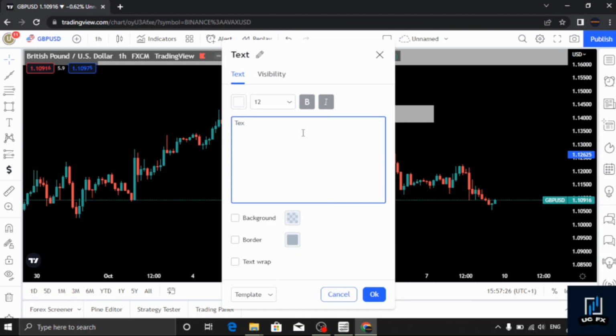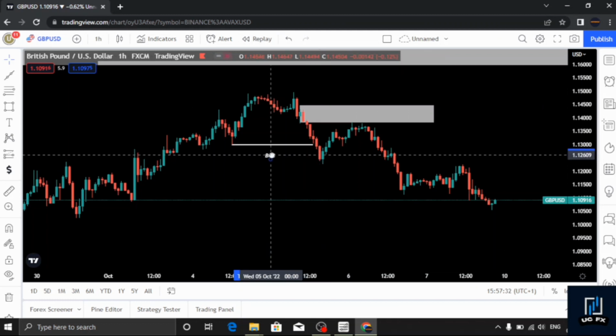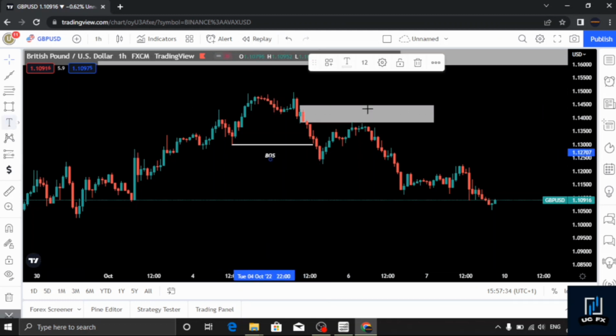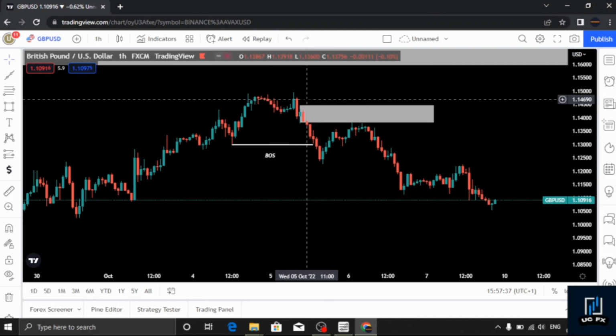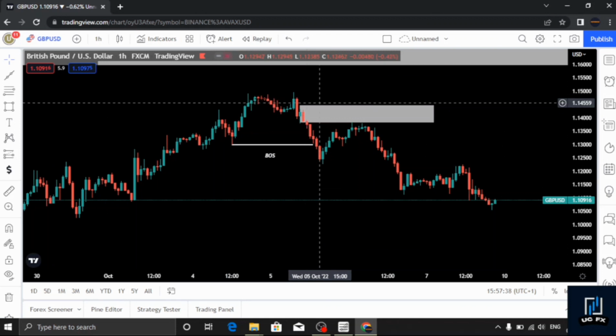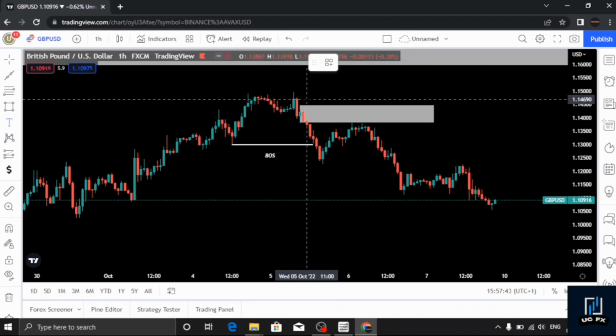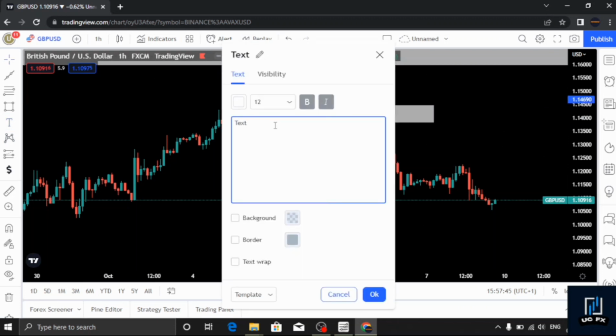So we're going to be marking it as break of structure. So this is our break of structure, and this is our H1 time frame order block. So H1 time frame order block.